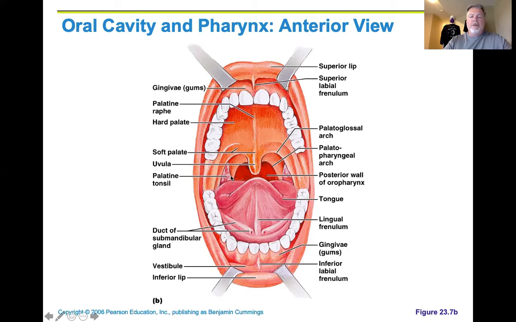Let's see, up top here, we've got the hard palate, and you know as we move back, it becomes the soft palate because we lose the palatine bone. You can look at a skeleton on that and see that the palatine bone runs a short distance and then it ends. And so that's why you go from a hard palate to a soft palate.